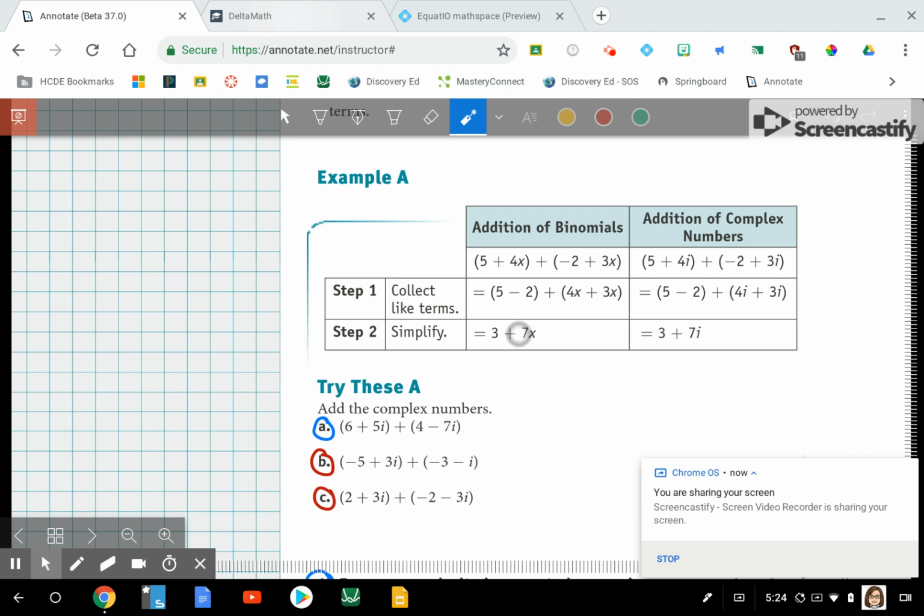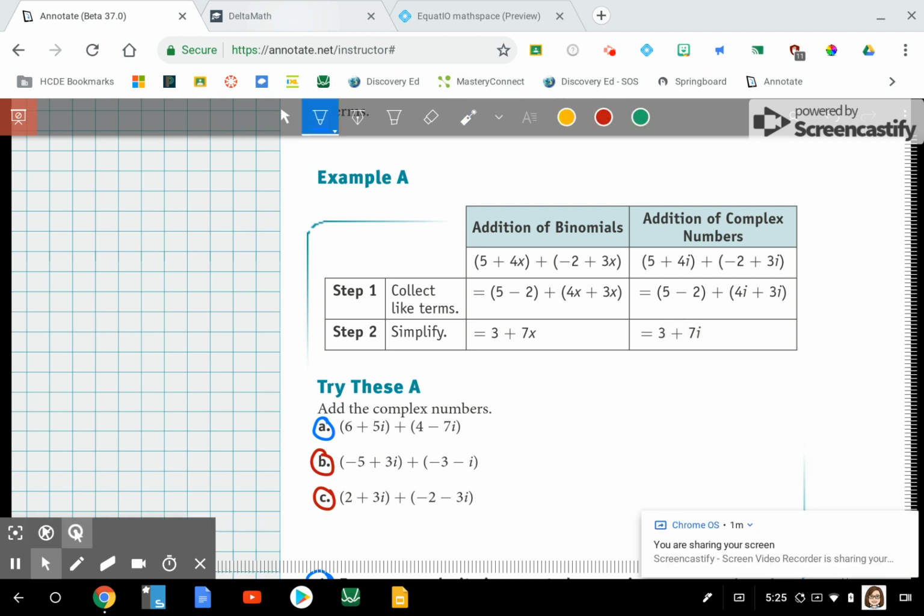Same concept applies when we have an i. We treat i just like we would treat x. So like right here, we have 5 minus 2. Those are both numbers with no i or no variable. So those would get combined to get 3. Then right here, we have 4i plus 3i. So that's how we get the 7i. So let's look at an example.